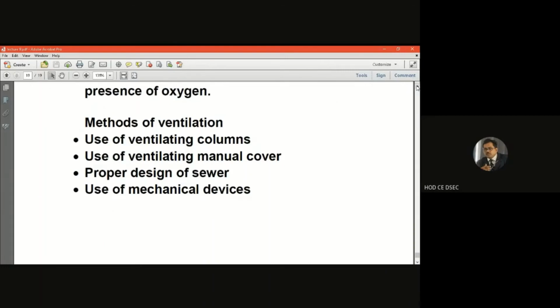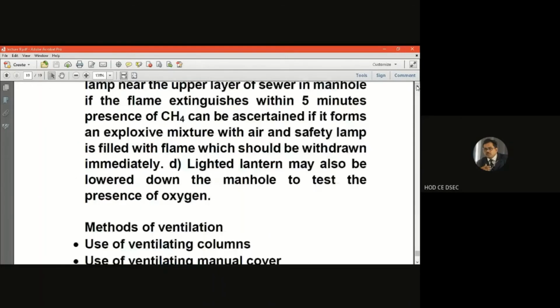So these are the methods. Last, a lighted lantern may also be lowered down the manhole to test the presence of oxygen, because if the lighted lantern is not extinguished, then there is oxygen, and if it is extinguished, then there is no oxygen. So the presence of oxygen, which is healthy for entering for inspection purposes, can be ascertained by lowering down a lighted lantern.